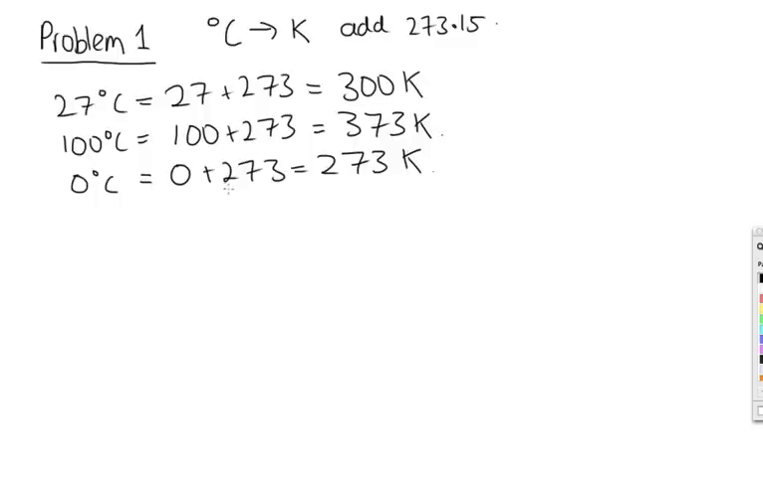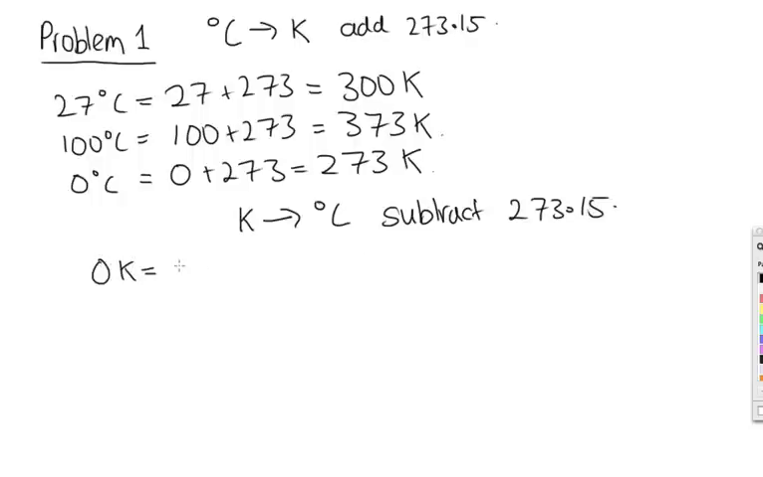In the next part of the question, we're asked to convert from kelvins to degrees C. So instead of adding, we now need to subtract 273.15. And so we've got 0 kelvins, and this is equal to 0 minus 273, which is equal to minus 273 degrees Celsius. So that's the coldest temperature that we can have.